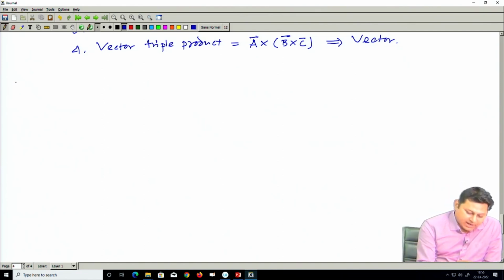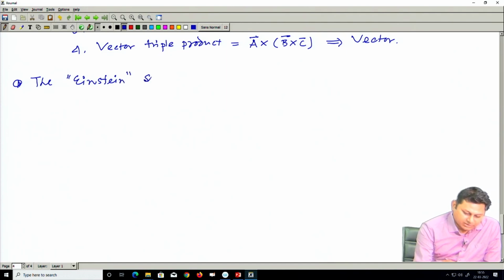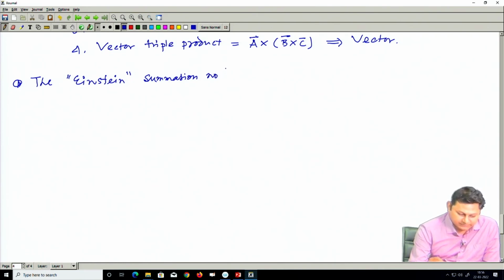Well, after that I would like to introduce something very interesting, and that is called the Einstein summation notation. This is a notation, but a very useful notation, or summation convention.